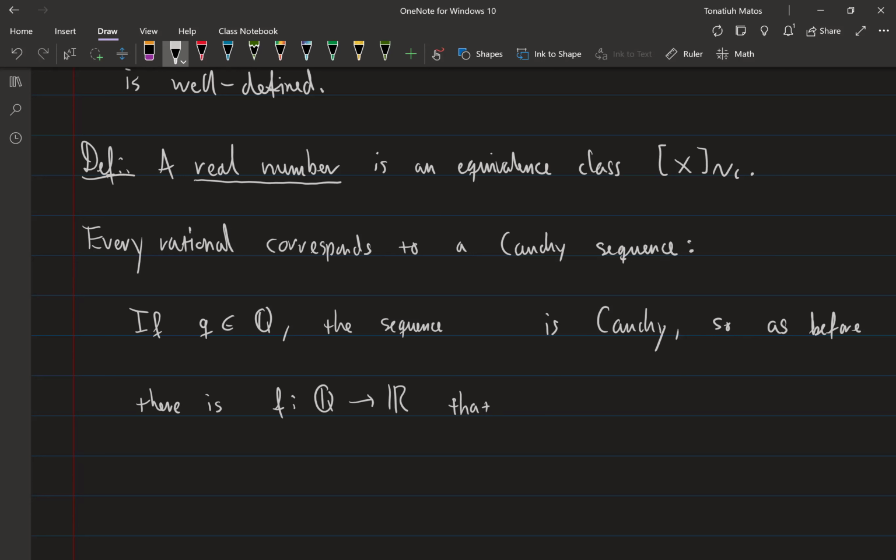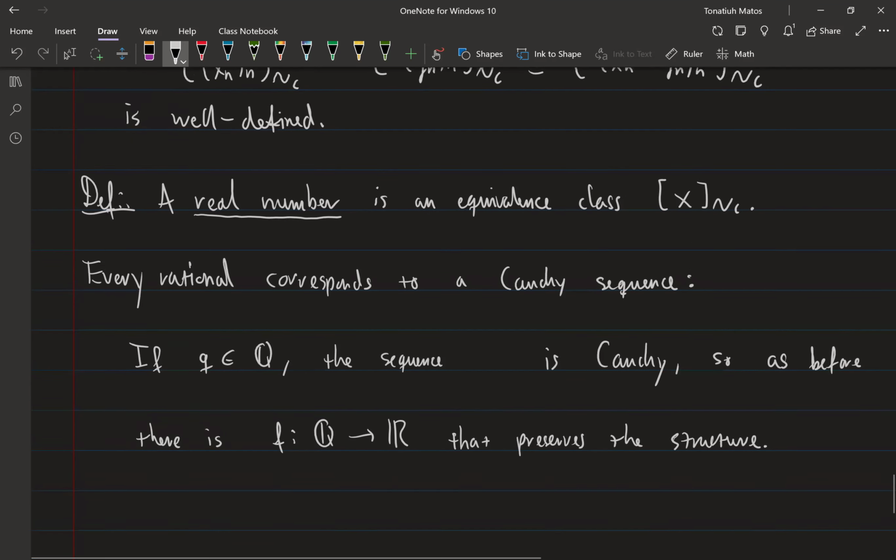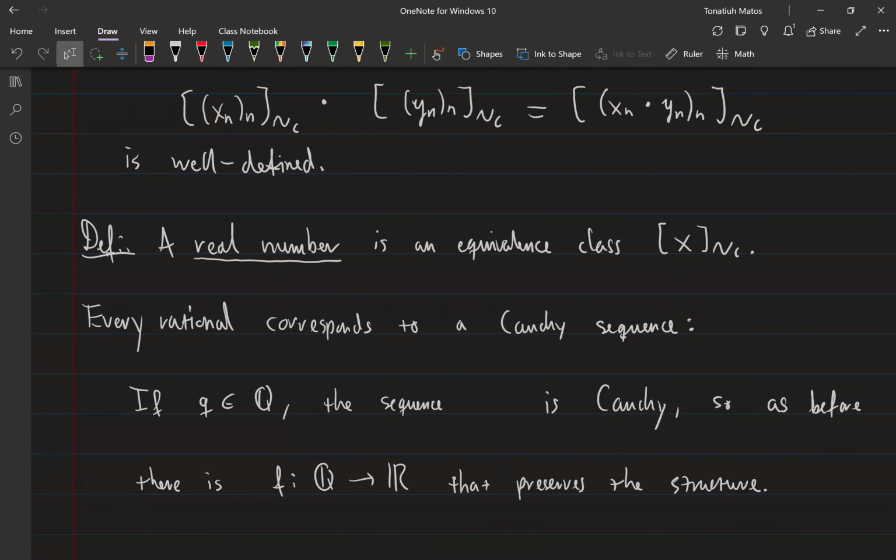That preserves all operations in the same way that we already did this in the past. The structure, so the order, the addition, multiplication. I haven't told you what the order is yet, but you can maybe guess what it is. So what Cauchy sequence will correspond to this rational number q? What do you think I can pick here? Well, I have to pick some sequence index. What would you do?